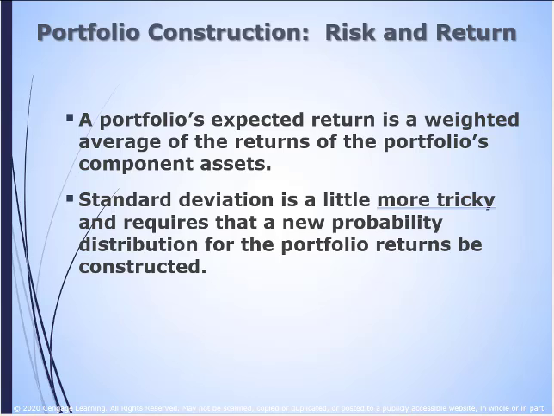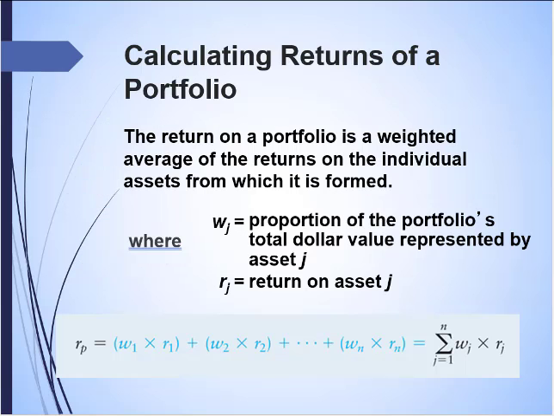So a portfolio's expected return is a weighted average of the returns. But its standard deviation is a little more tricky, right? It requires this new probability distribution to be calculated with a different formula. So it's not strictly an average, a weighted average. It has some interaction, if you will. So let's see how these formulas work. To find the rate of return on the portfolio, you take the weights of the assets, what proportion of your money is invested in the asset, multiply it by its expected return. Then you add those all up.